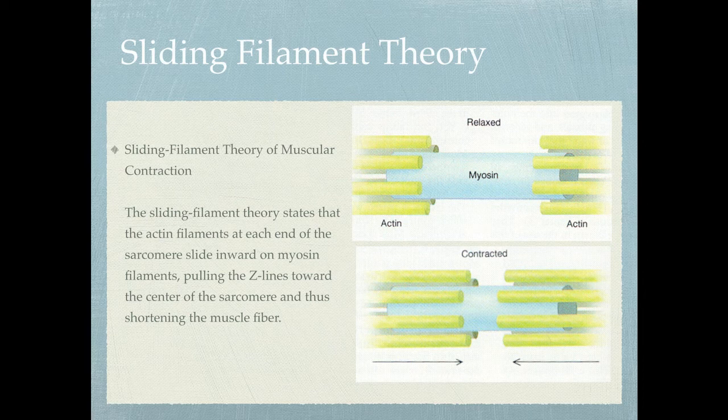Again, the theory states that the actin filaments at each end of the sarcomere slide inwards on myosin filaments, pulling the Z-lines toward the center of the sarcomere and thus shortening the muscle fiber.